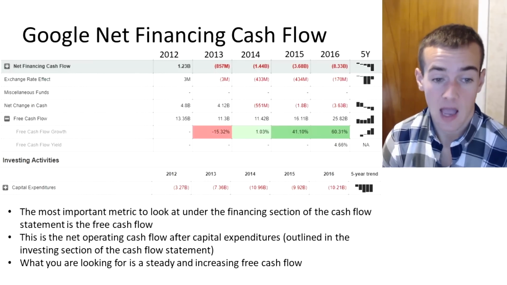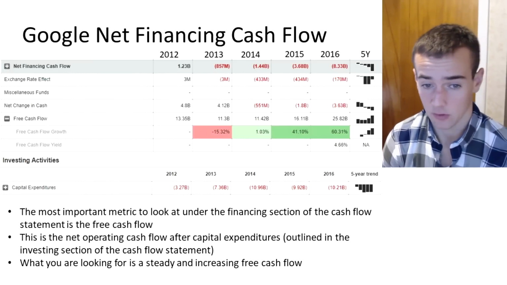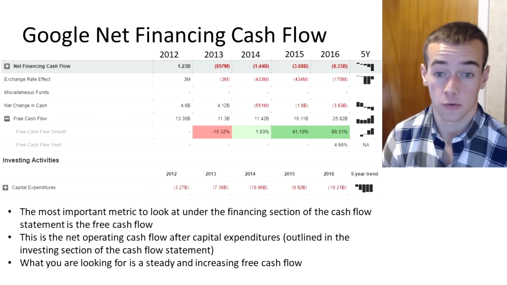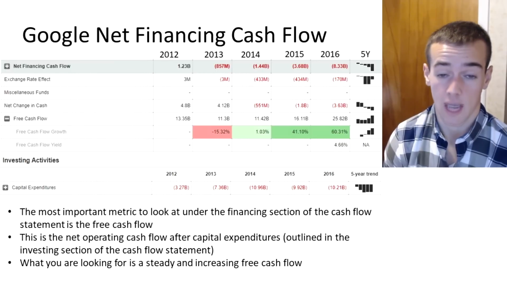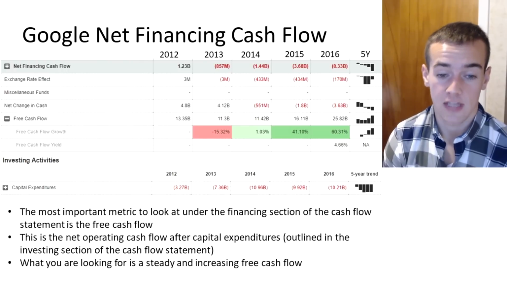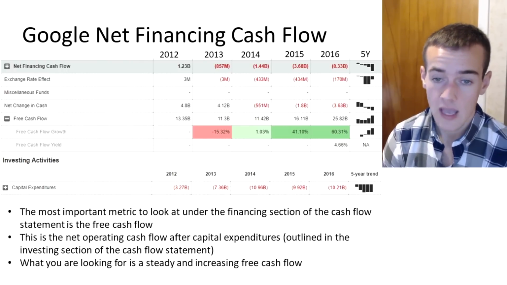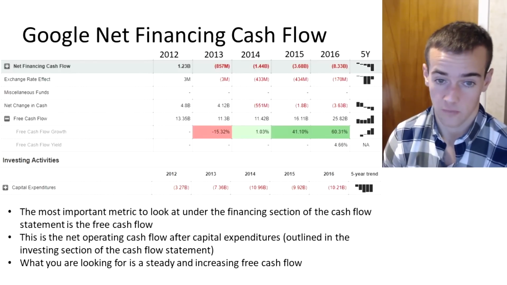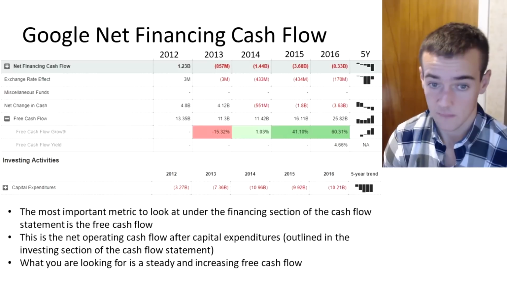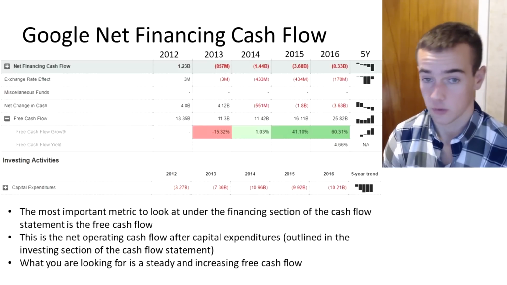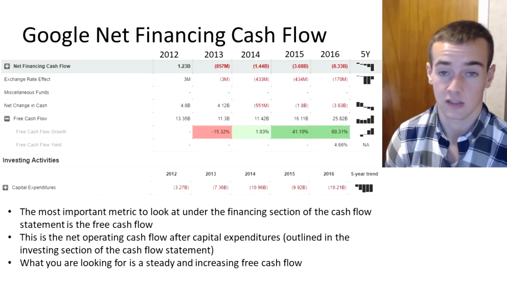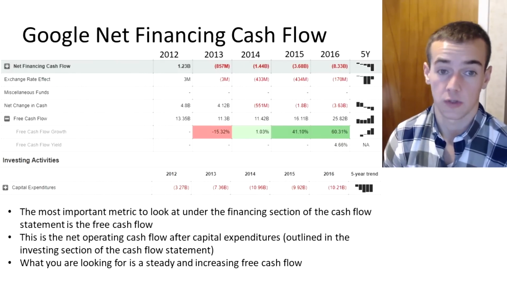So if you take the net operating cash flow and subtract these capital expenditures, that is going to give you the figure known as the free cash flow, which is one of the most important figures to look at under the cash flow statement. And again, as I'm sure you guys have guessed, what we're looking for is steady and increasing free cash flow, and we are definitely seeing that with Google here. As you can see, in the last 3 years, their free cash flow has increased significantly. 41% from 2014 to 2015, and then 60% from 2015 to 2016. So they have excellent free cash flow, which is something you want to see.